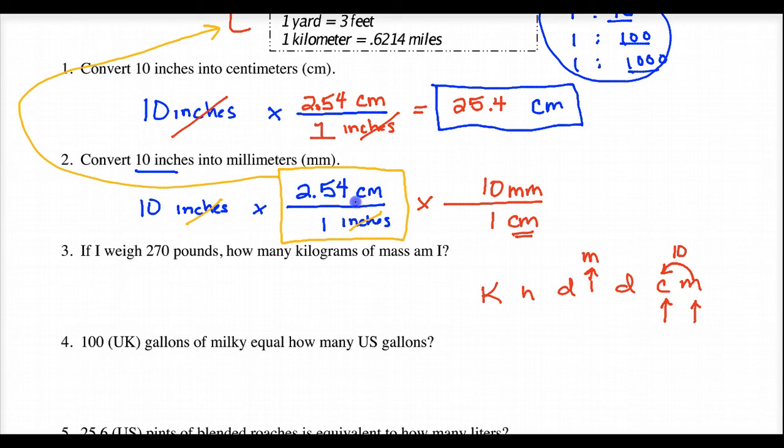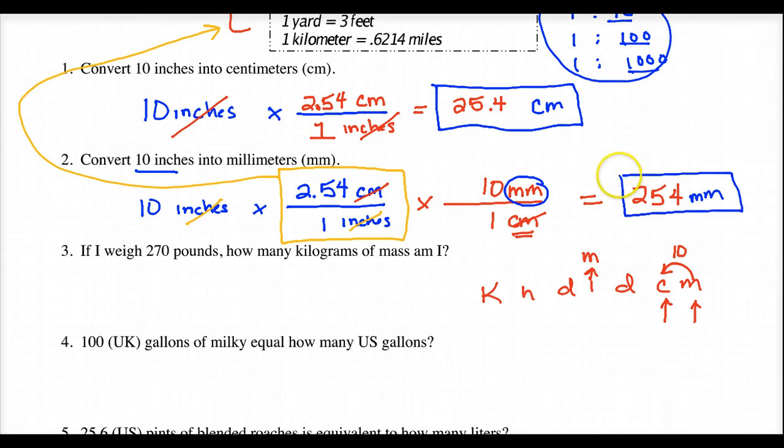And look here, centimeters cancel, and now I'm ready to come up with my number. Watch, 10 times 2.54, which is 25.4, divide by 1, still 25.4, times 10 gives me 254. What's the unit? Waiting for it. What's the unit left standing? Millimeters. See how organized I am using the factor label method or dimensional analysis?